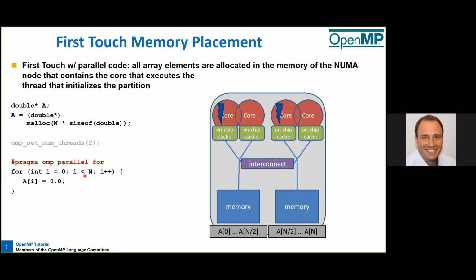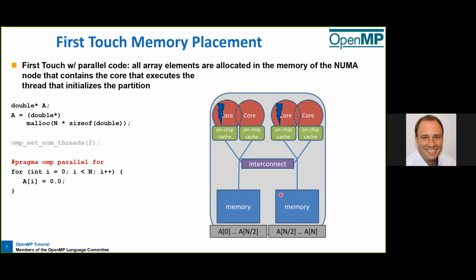By default, we have a static schedule. Again, the operating system will employ the first touch strategy. So that means the page for A0 will be located here, while the page for A n divided by 2 at that index position will be located here. Still assuming that n is large enough so that the array A has to be represented by multiple pages, meaning more than one.